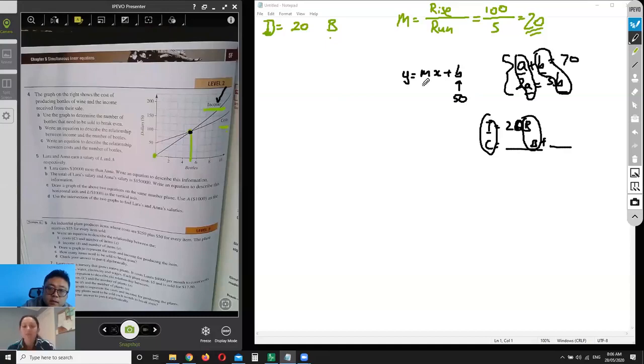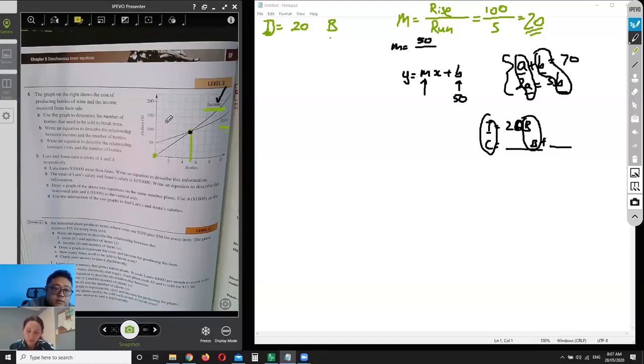Wait, I just confused myself. Okay, so now we're working out the gradient. So it'll be from the 50 to 100. Yep. So 100 over 50. So M is equal to rise, which is? Rise is the 50. Yep. Sorry, 100.